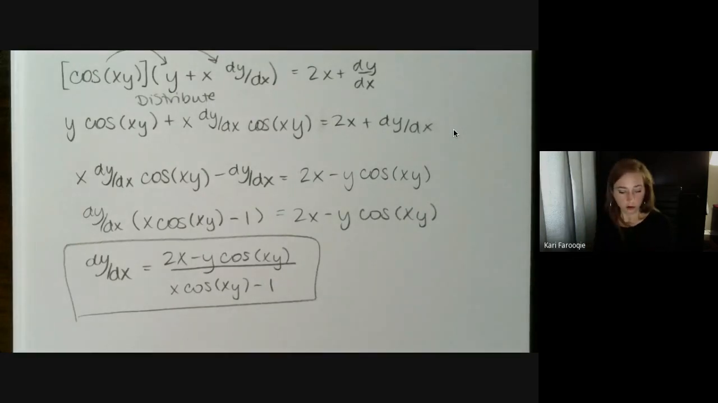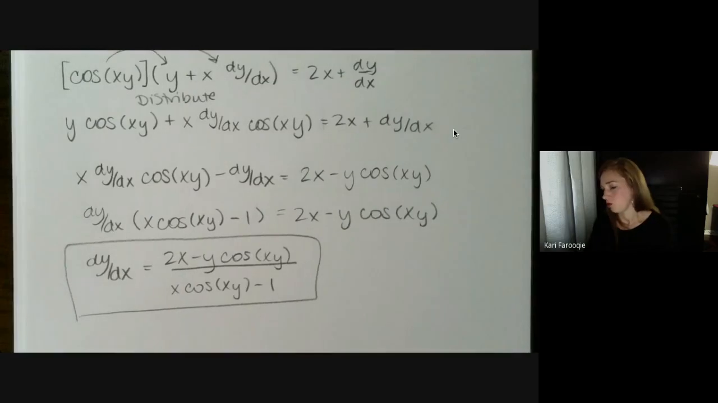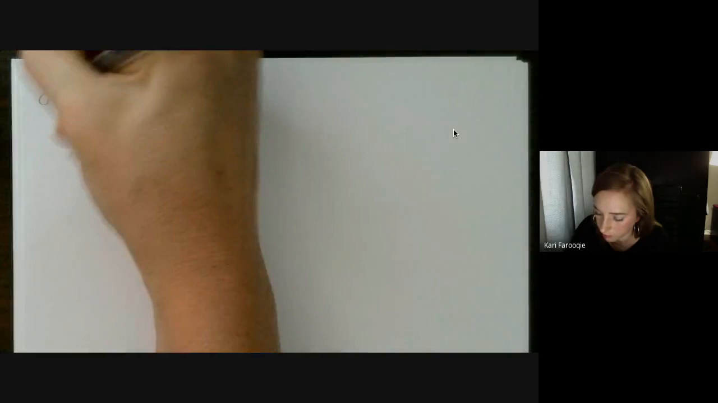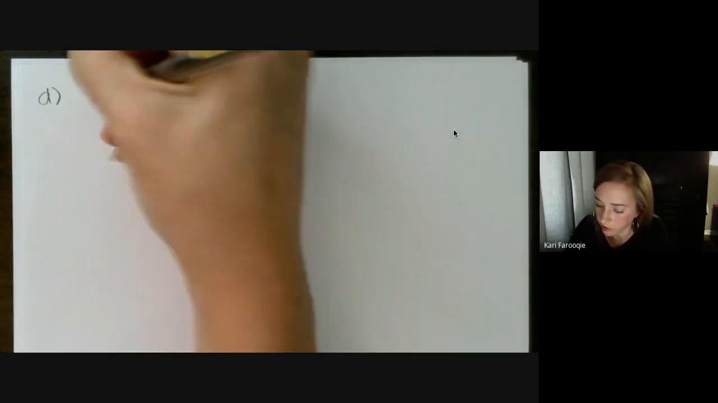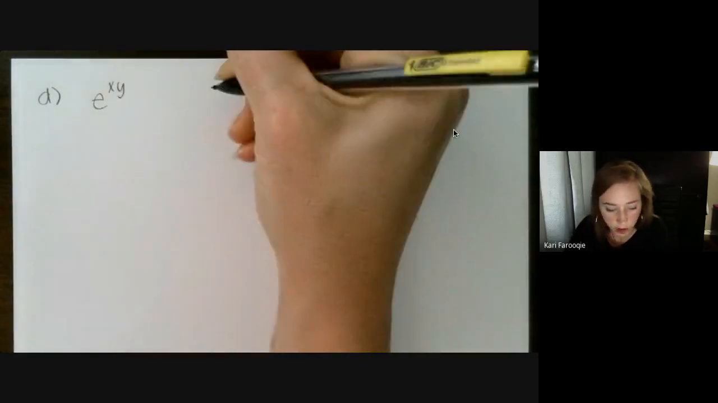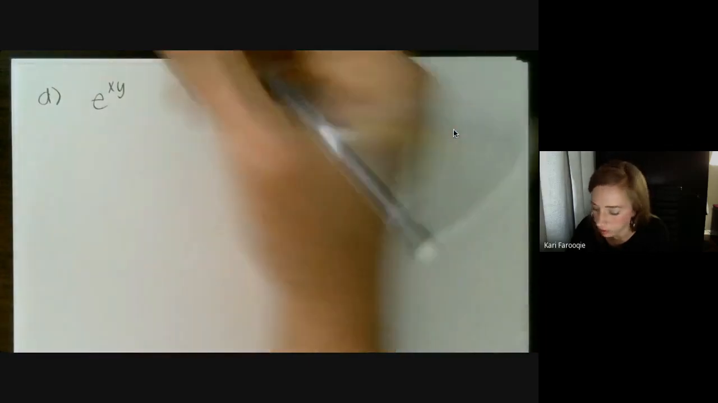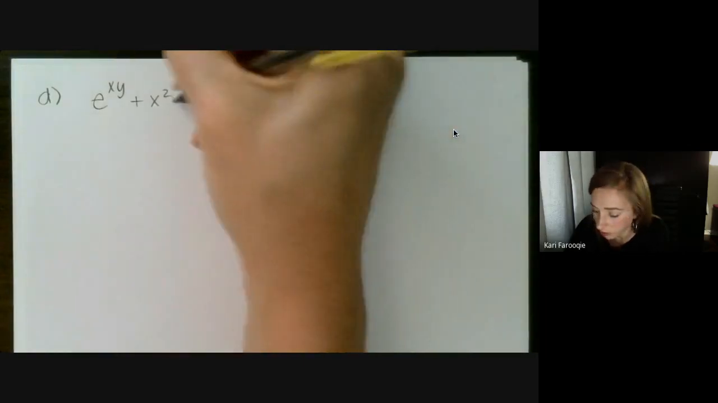All right, for D, I want to do one with an exponential function in it. I'm going to show you guys all kinds of examples. Always want to try to do an exponential and a trig. This is going to be e to the xy. Again, you're seeing that we're going to need the chain rule and the product rule. Plus x squared minus y squared equals 10.